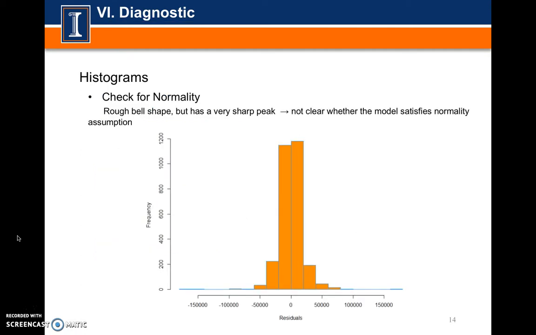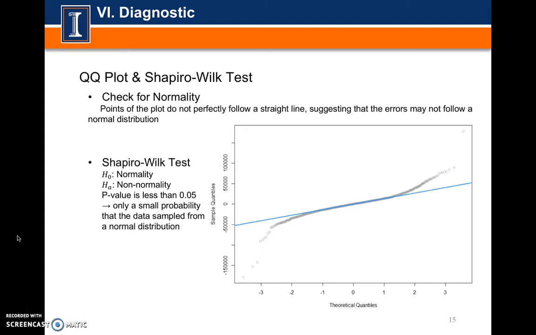Then, the normality assumption should also be checked. We find in the frequency versus residual plot, there is a rough bell shape but with a very sharp peak, so it is not clear whether the model satisfies the normality assumption. More powerful tools, that is the QQ-plot and the Shapiro-Wilk test, are needed to check this assumption.